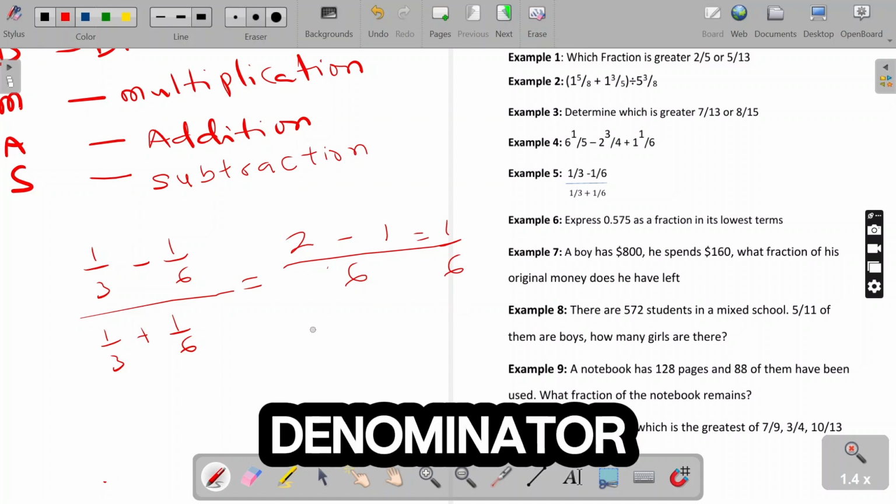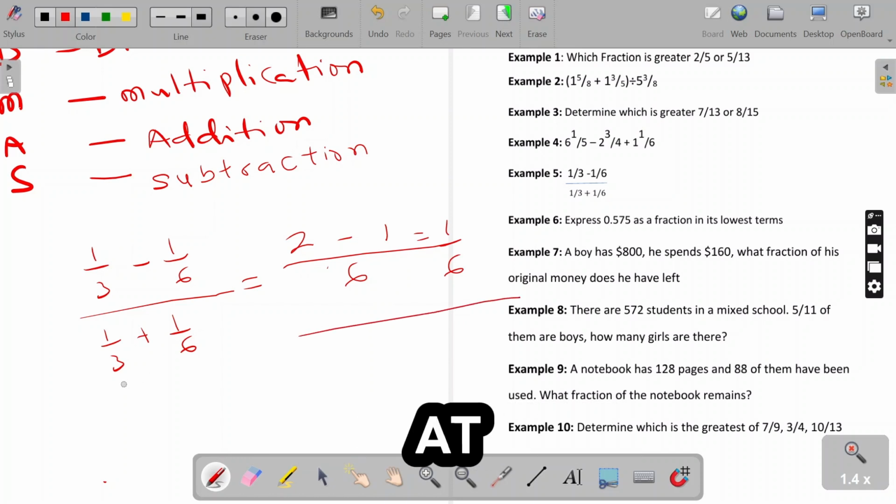What about the denominator, the one down? Again, look at this. The LCM is 6. 3 goes in 6 is 2. Times 1 is 2. Plus 6 goes in 6, 1. 1 times 1 is 1. So that will give me 3 over 6.